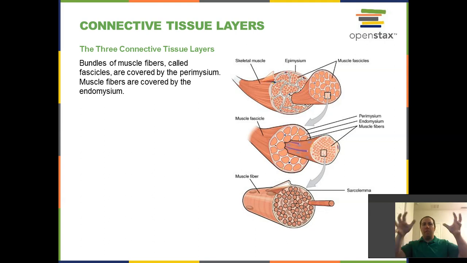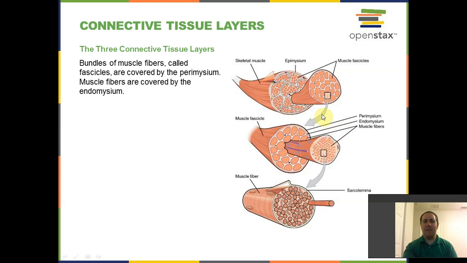So if we have a muscle, remember we said this was an example of a bicep. This is an entire muscle. Wrapped around that muscle is a connective tissue layer called the epimysium. Epi always refers to outside. So the epimysium is on the outside. Within that muscle, we said we had muscle fascicles. The fascicle itself is wrapped with perimysium.